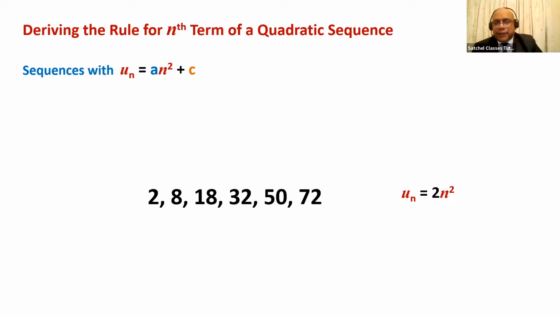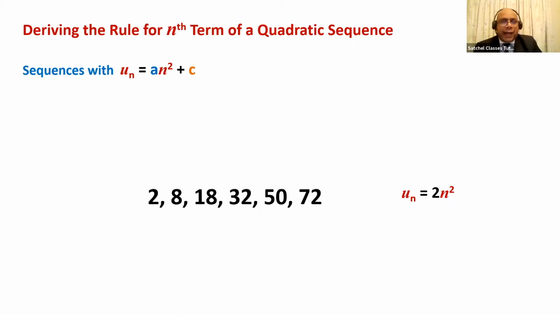Let's look at a simple sequence which follows the rule un equals 2n squared. The term is given by 2n squared. So we have seen that particular sequence a little while back. 2, 8, 18, 32, 50, 72. Each of them is twice the square of the corresponding term, right? 1 squared, double that, it's 2. 2 squared is 4, double that, it's 8. 3 squared is 9, double that, it's 18, and so on.